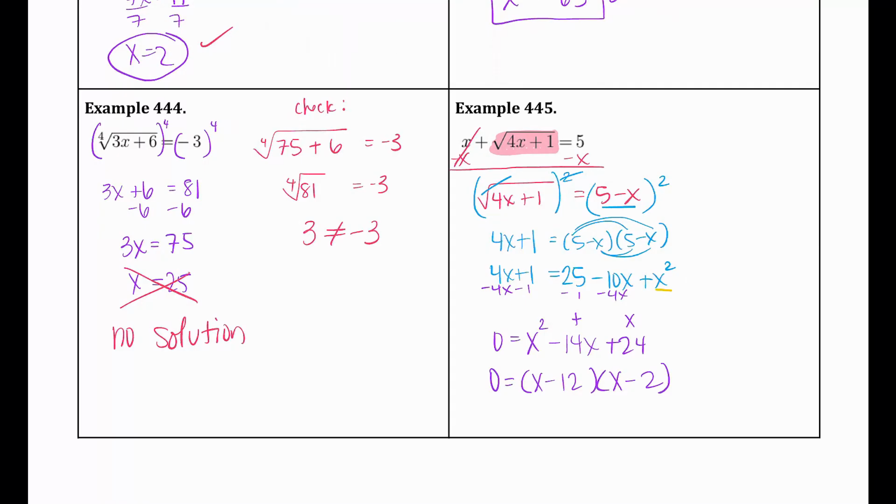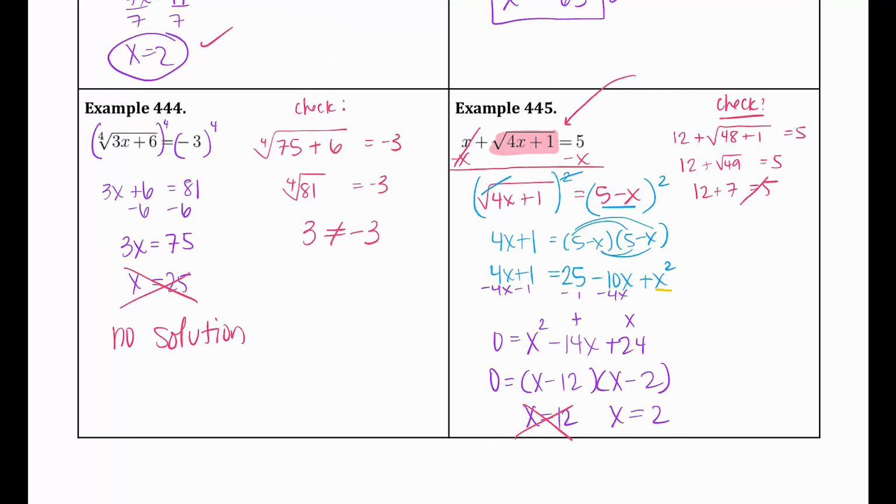So if we solve both of these equations, we're going to get x equals 12 and x equals 2. All right, we're going to come over here and check them. We have to check both of our equations. If we check x equals 12 first, we're plugging it into our original equation. So I get 12 plus the square root of 4 times 12, or 48, plus 1 equals 5. We have 12 plus the square root of 49 equals 5, or 12 plus 7 equals 5, which is not true. So x equals 12 is not a solution, it's extraneous.